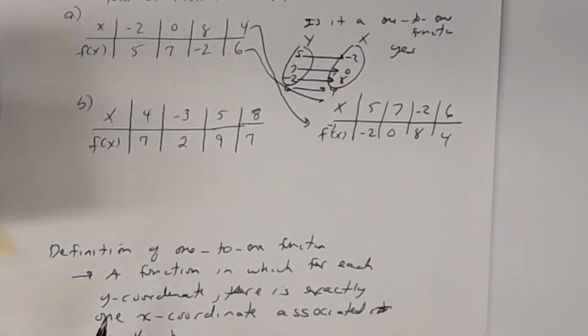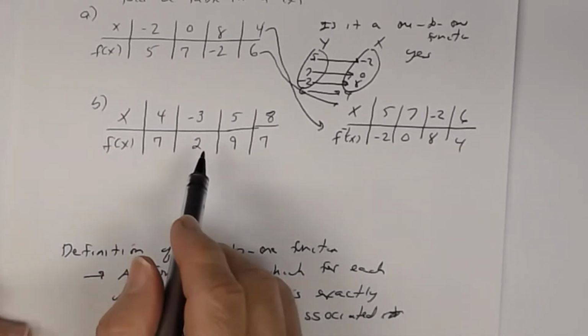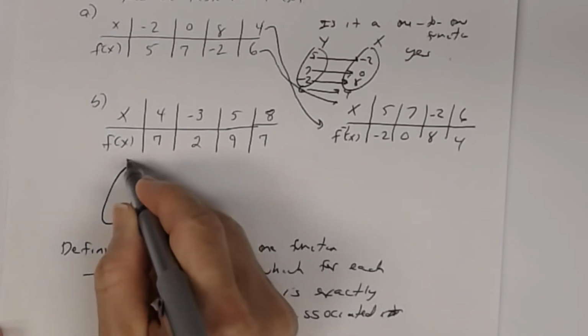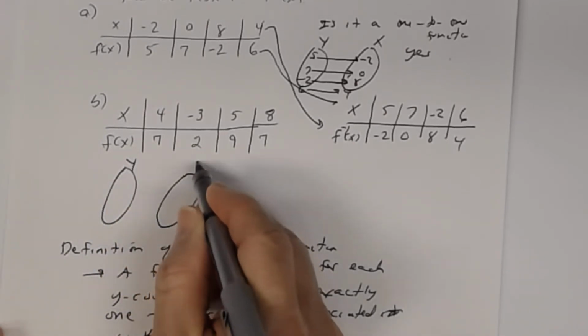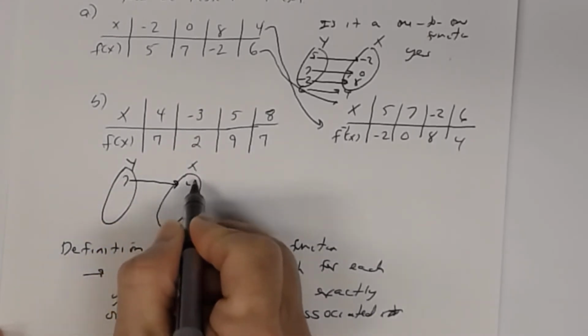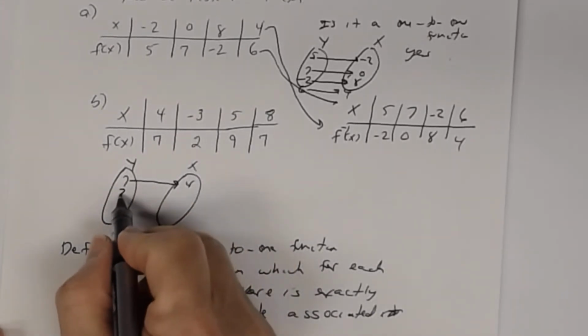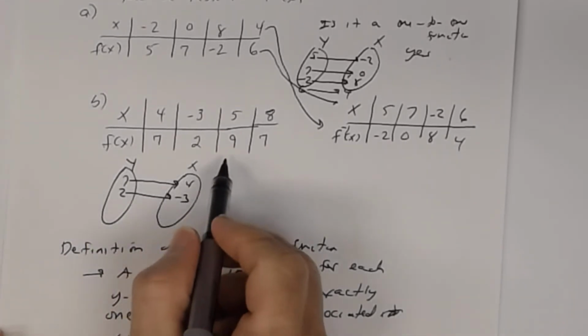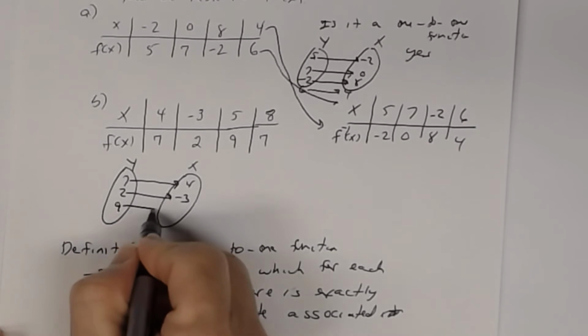Let's look at B. So in B, we got to determine if this function is a one-to-one function. So let's see if it is. So I'm going to say y and x. So when y is 7, it gets mapped to 4. When y is 2, it gets mapped to -3. So far we're good. For each x, there's only one y. When y is 9, it gets mapped to 5.